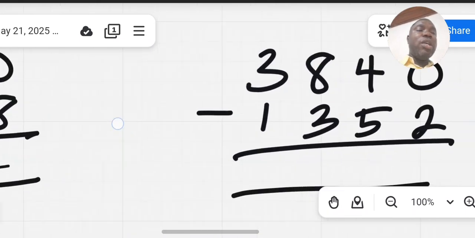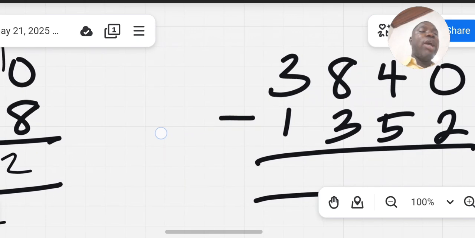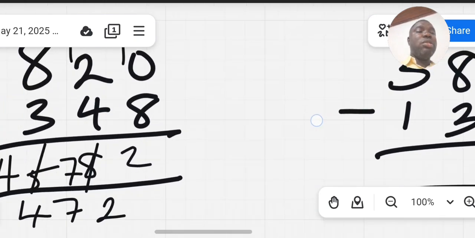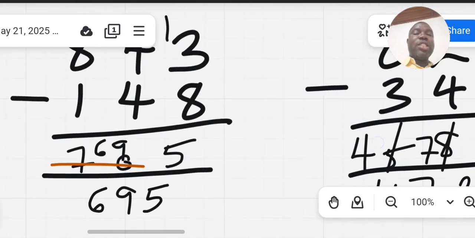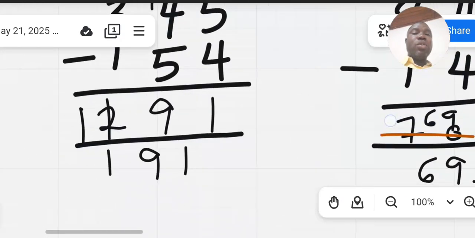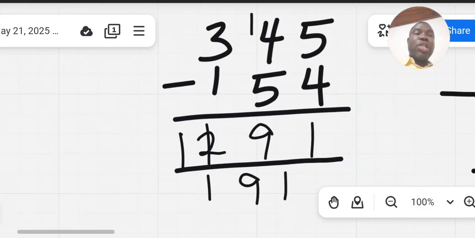In our next video we will be dealing with 4-digit numbers and more. So basically, I hope you've seen the different ways that you could subtract. It's quite easy. If you still don't understand it, you can watch the video again. It's a quick way of doing subtraction.